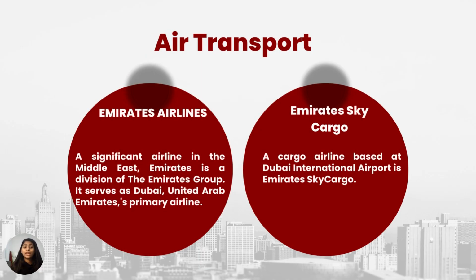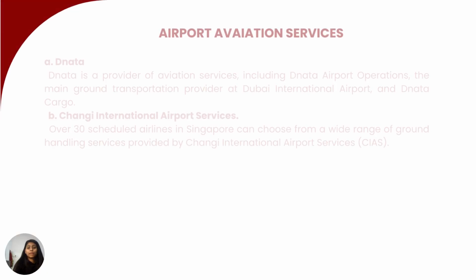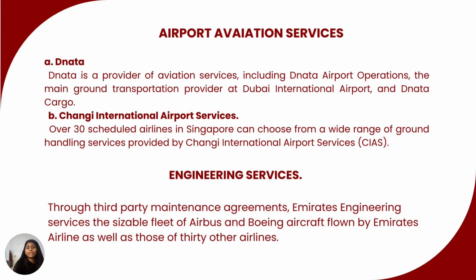Air transport, as you know, includes Emirates Airlines and Emirates Sky Cargo. Emirates Airlines we already discussed here. It's an addition of Emirates Group, and it's a significant airline in the Middle East. And Emirates Sky Cargo is a Dubai International Airport based cargo line. That is Emirates Air Transport, a subsidiary of Emirates Group.